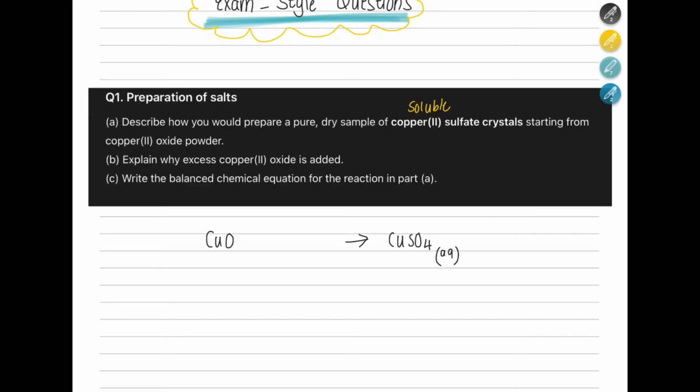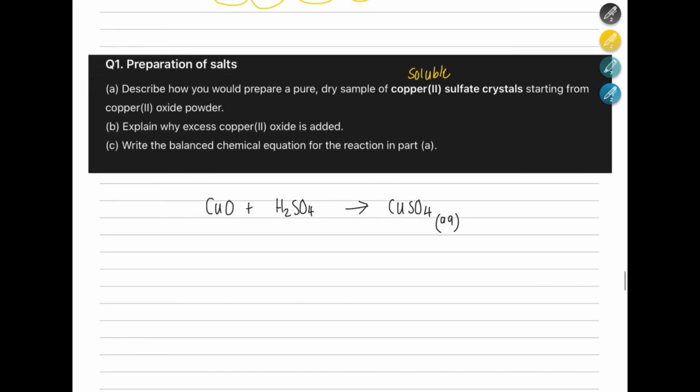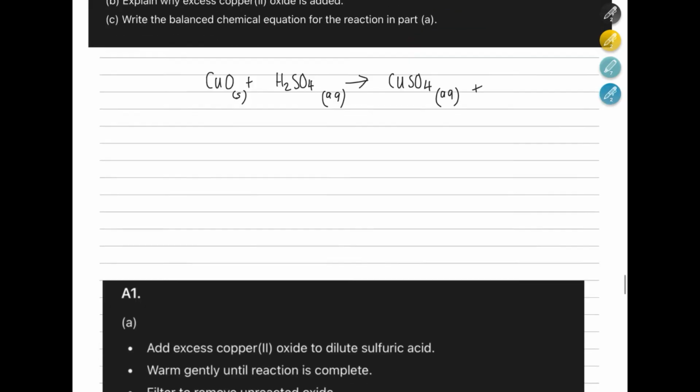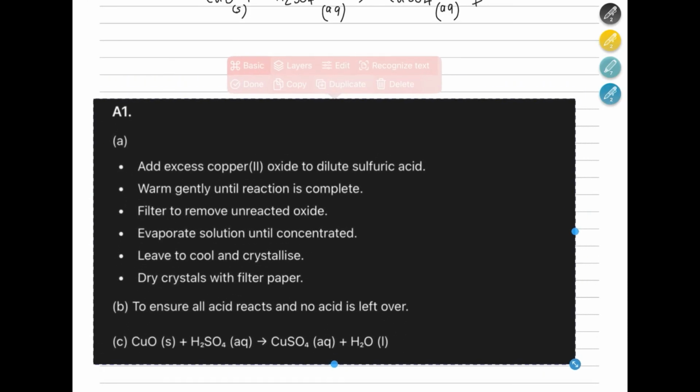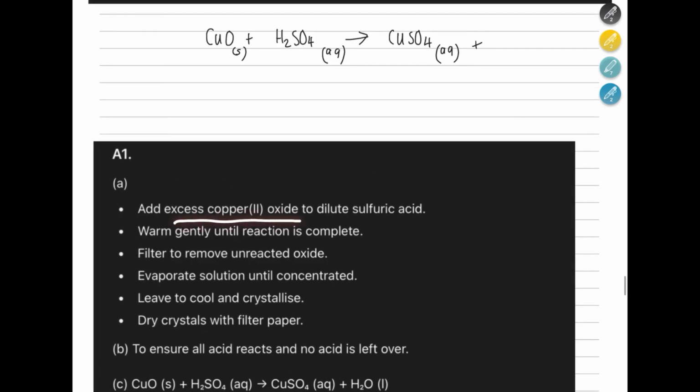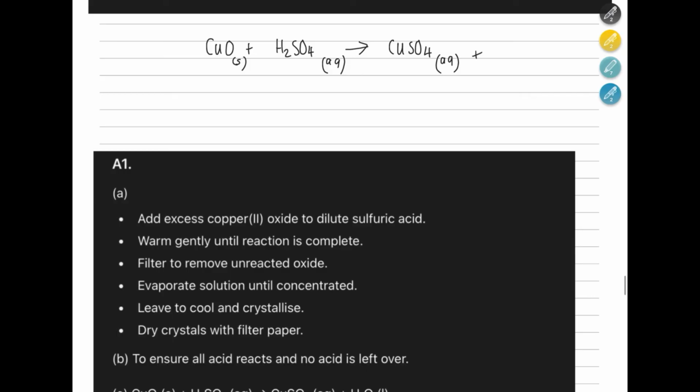So you can react this with any kind of acid, with sulfuric acid. So this is going to be H2SO4. This one is in solid and aqueous and so on. So now let's look at how they answered it. So first, you're supposed to add excess copper oxide to dilute sulfuric acid. Remember, your solid must be in excess. Warm gently until the reaction is complete so that it speeds up the reaction, and filter to remove unreacted oxide.